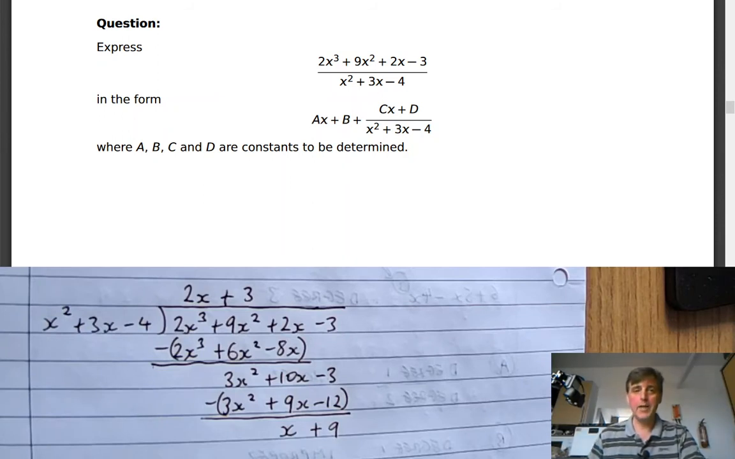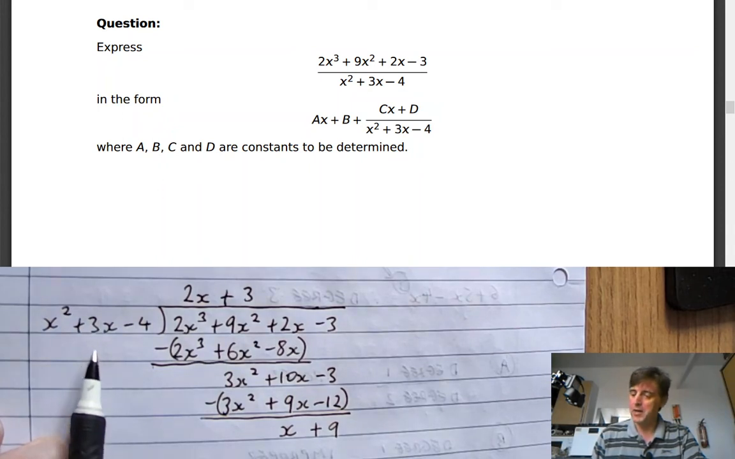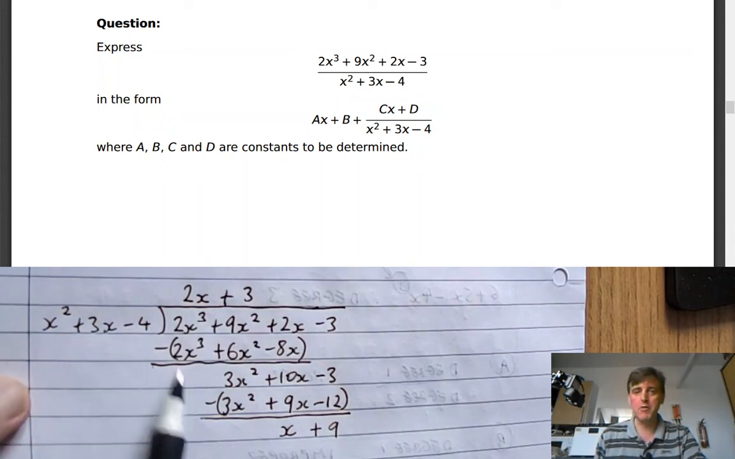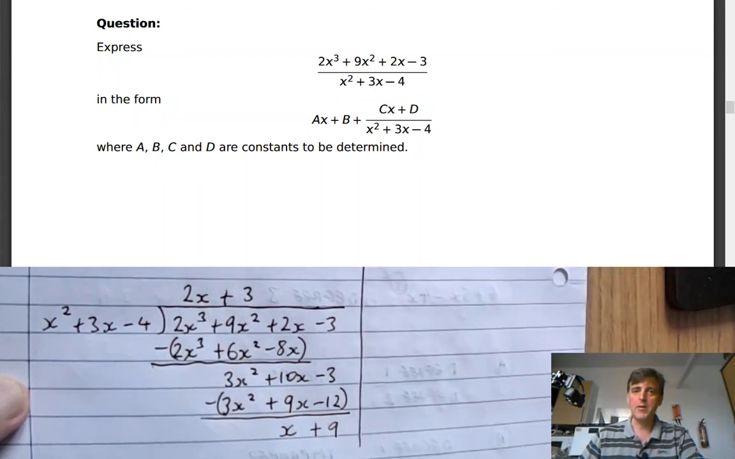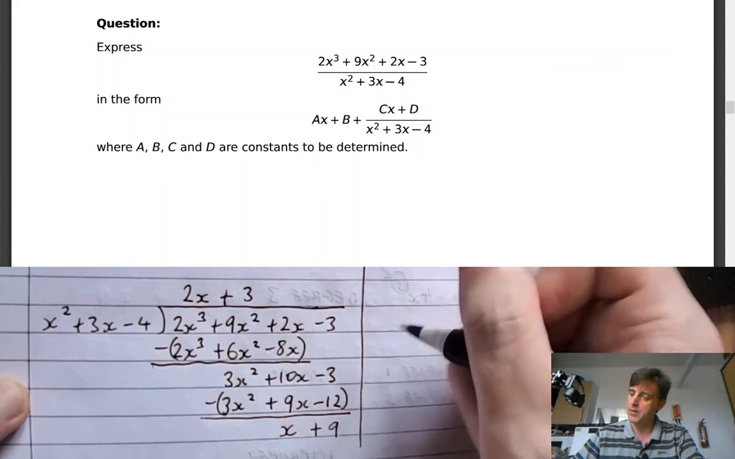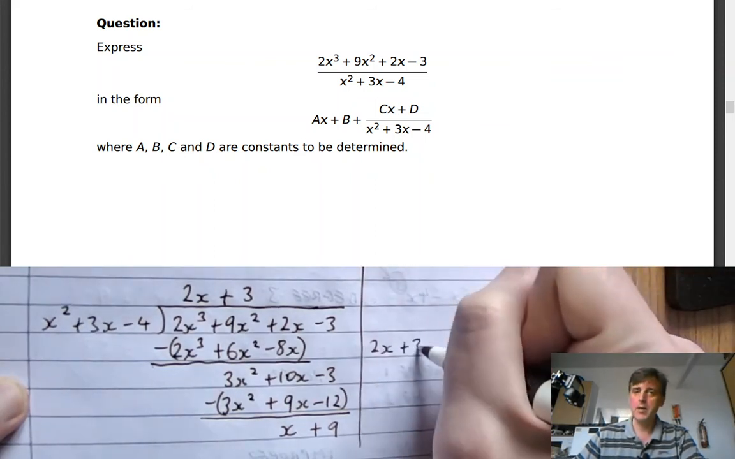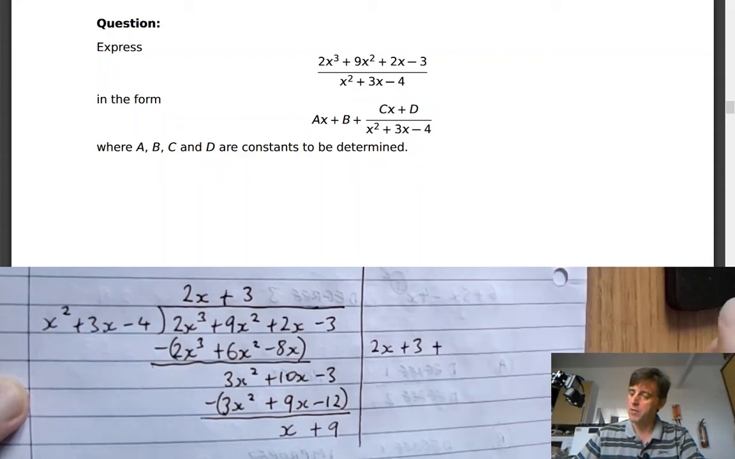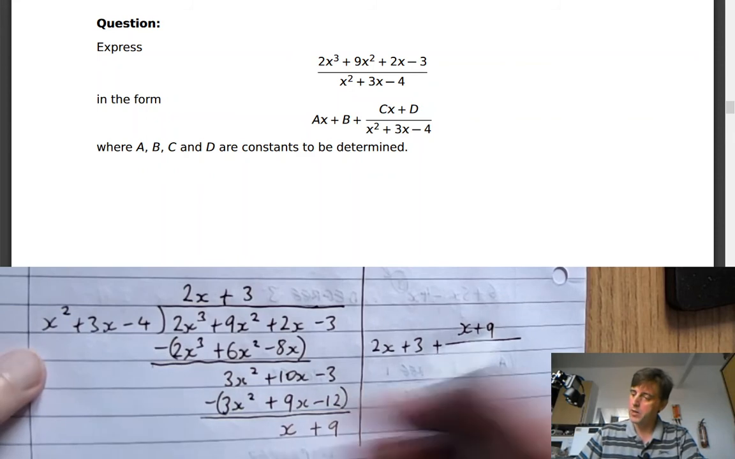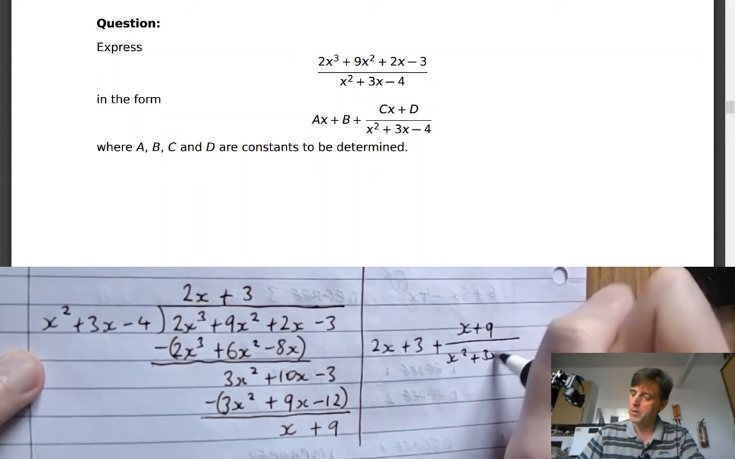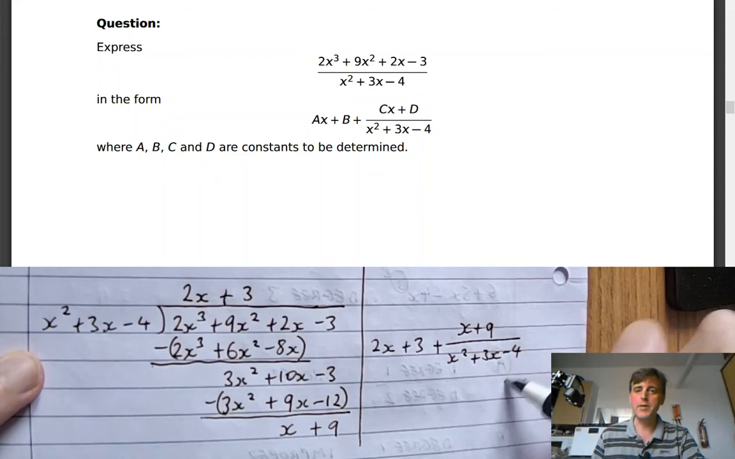Okay, so how did you get on with this one? Here's my answer. I'm not going to go through it all line by line, but you can have a look and see if you disagree or agree with anything I put down here. My remainder at the bottom is x plus 9, and the quotient I ended up with was 2x plus 3. So that means that my final answer is that the algebraic fraction can be written as 2x plus 3 plus the proper algebraic fraction x plus 9 over x squared plus 3x minus 4, and that is the answer you should have ended up with.